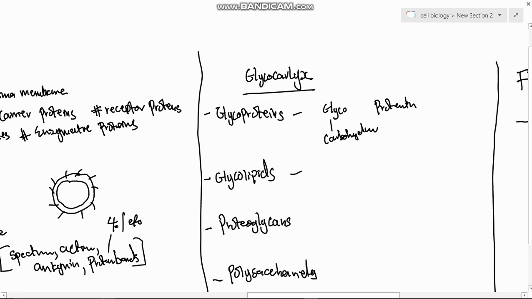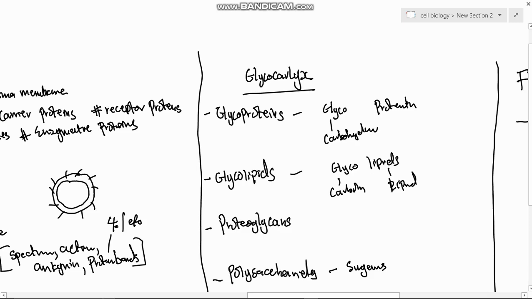Then we have glycolipids. We can talk about carbohydrates, and then lipids, the lipid moiety. Then we have the proteoglycans. The polysaccharides are mostly what? Sugars. Then we have proteoglycans as well. So these constitute the glycocalyx.